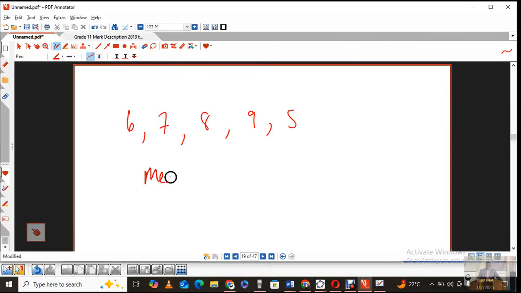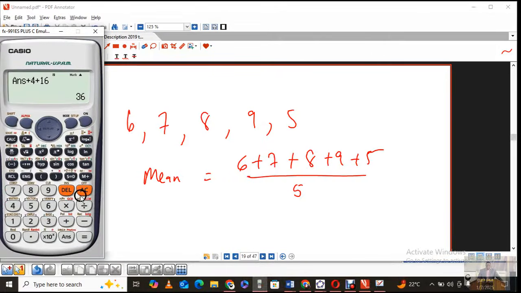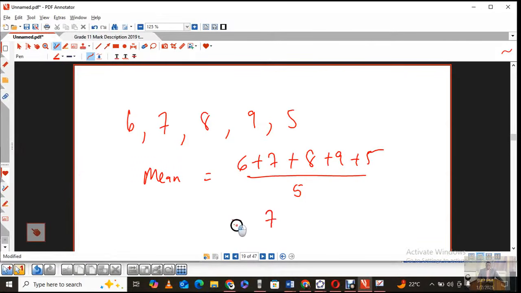And I ask you to find the mean of this. The mean, you will be simply saying, okay, the sum of these, 6 plus 7 plus 8 plus 9 plus 5, and you divide that by what? Divide it by 5, by the number of values. That will give you more or less what the mean is there. So in this particular case, it will be 6 plus 7 plus 8 plus 9 plus 5, divide by 5. We'll say the mean is more or less about 7.